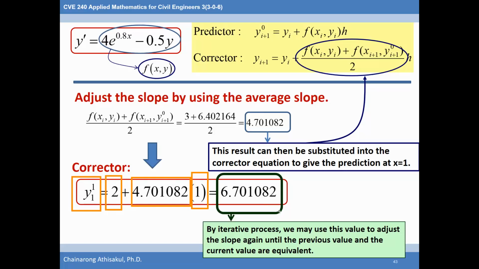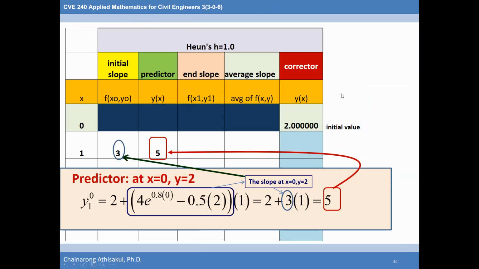We will work with the HEUN'S method by setting up the table like this. You see that we set up the table. That means that we will determine the initial slope, that is f(x,y). And after that, we determine the predictor. The predictor is the y from the Euler method. And after that, we use this value of y.